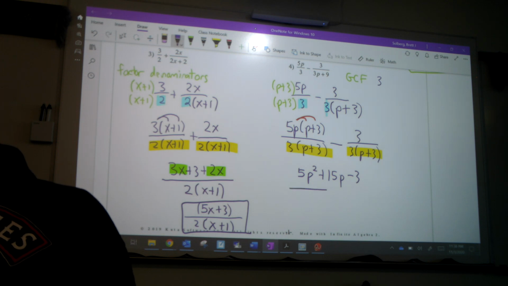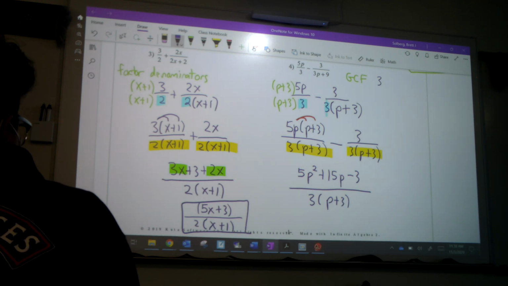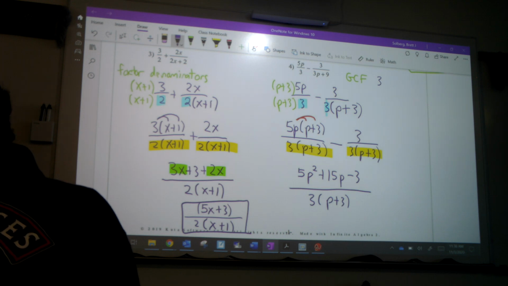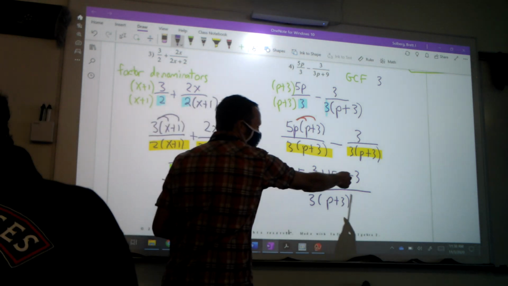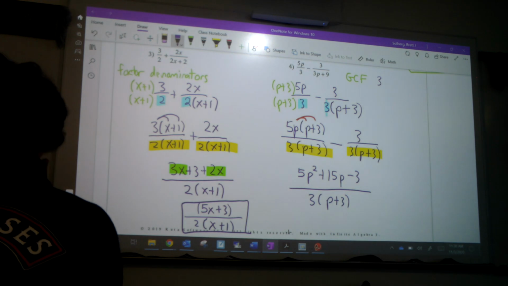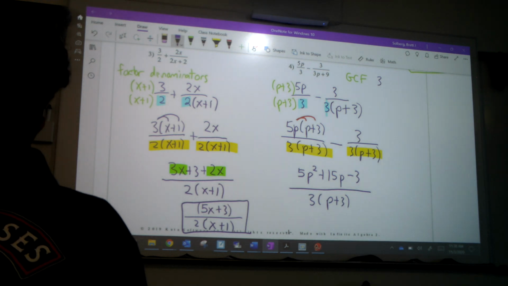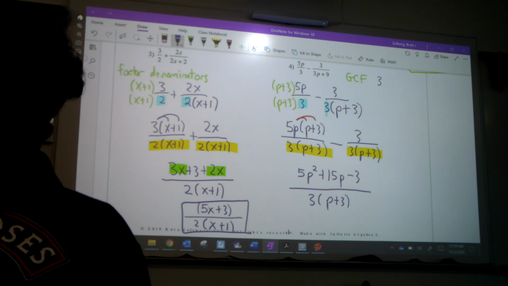And then in the bottom we have a 3 and a p plus 3. Are there any like terms here? Can I combine any of those? Nope. Is there a greatest common factor? So the 3 goes into the 15, but not the 5. So I'm done.